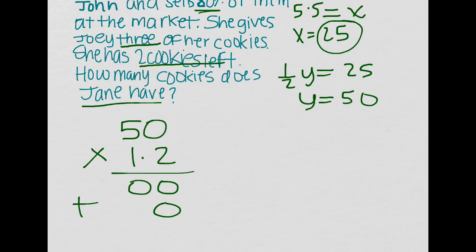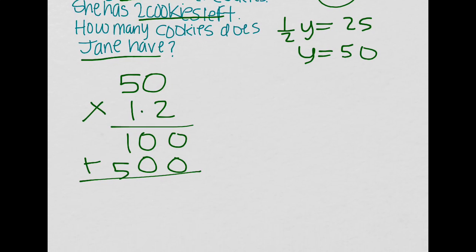Oops, messed up on my multiplication. Okay, so we know that it's a 0 first, and then it's a 10, right? And after that we add a 0, and there's a 5, okay? So, and then we bring the decimal. The decimal had 1 place after it, so we put a place after it. So Jane had 60 cookies.